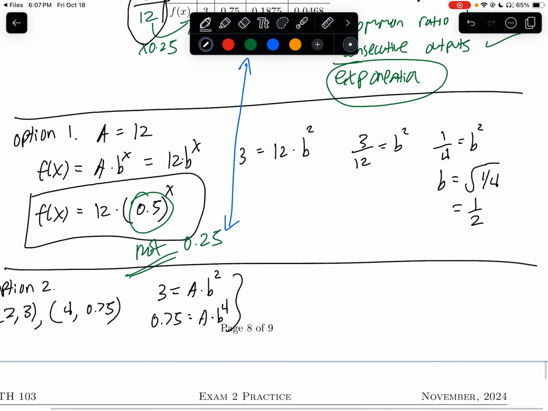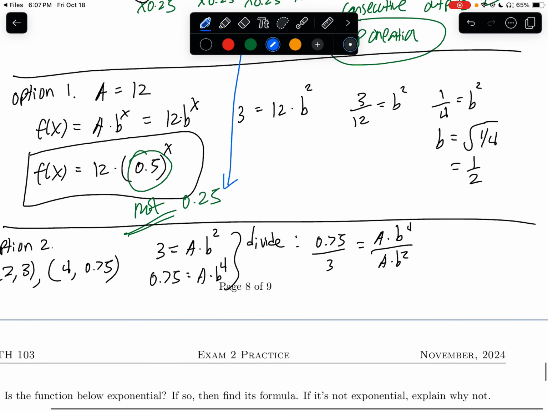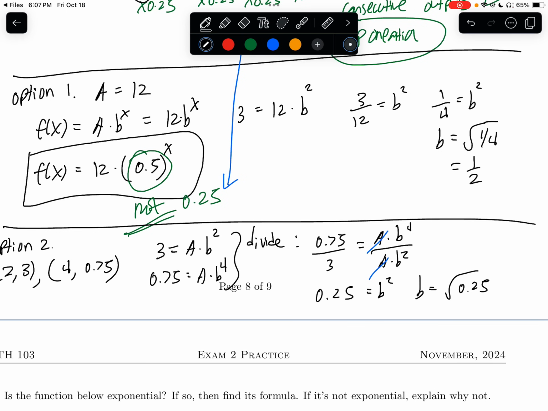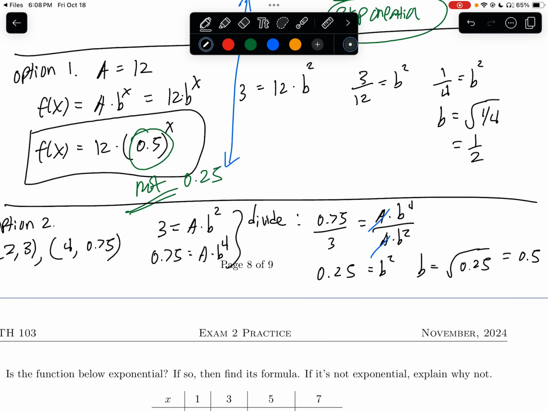And then I want to divide these. If I put the bigger power on top, it's a bit easier. 0.75 over 3 equals a times b to the 4th over a times b squared. The a cancels out. It's a non-zero number being multiplied there. That goes away. On the left, I have 0.25, and then I have that equals b squared. And so b is the square root of 0.25, which is exactly what we saw before, which is good, which is 0.5. So that's the value for b.